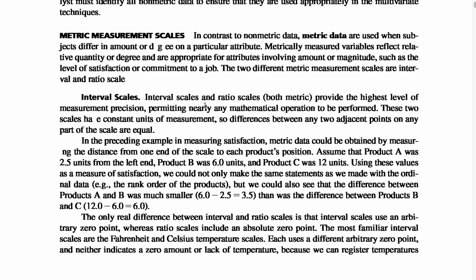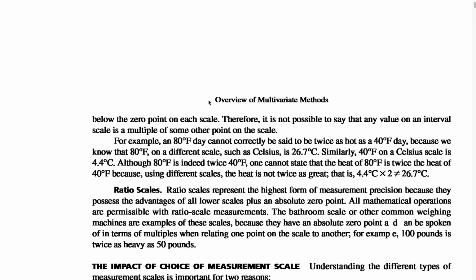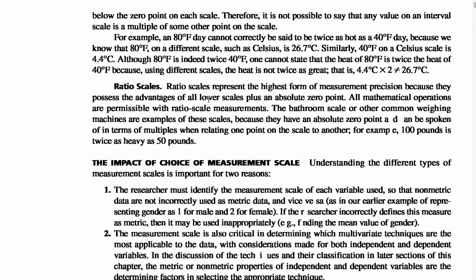The only real difference between the interval and ratio scales is that the interval scale uses an arbitrary zero point, whereas the ratio scale includes an absolute zero point. The most familiar interval scales are the Fahrenheit and Celsius temperature scales. Each uses a different arbitrary zero point, and neither indicates a zero amount or lack of temperature, because we can register temperatures below the zero point on each scale.